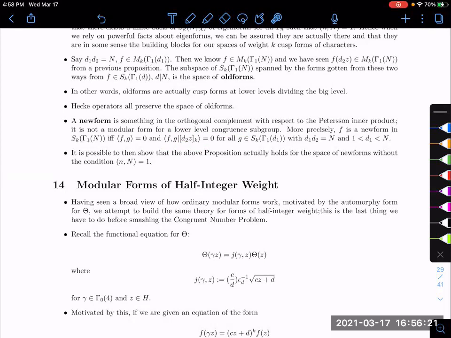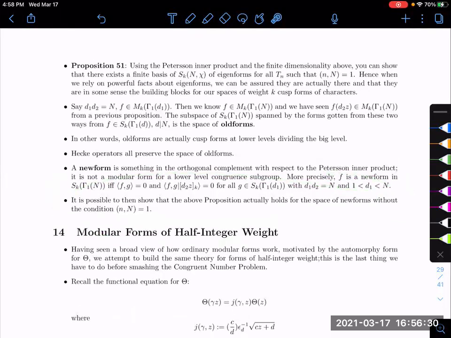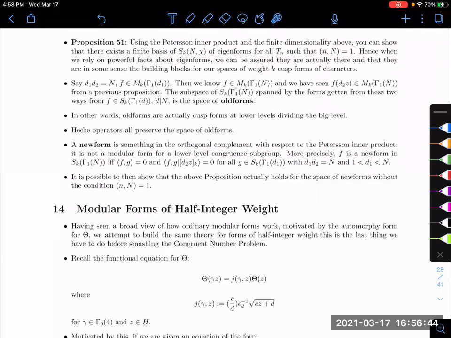Okay. And another reason I'm bringing up old forms and new forms is this concluding statement here. Not only does S sub K of N chi have a finite basis of eigenforms for all Hecke operators T sub little n, where little n and capital N are coprime, but that same fact holds true for the space of newforms, and you no longer require the condition that little n and capital N are coprime. So every space of newforms has a finite basis of eigenforms for all Hecke operators T sub n.